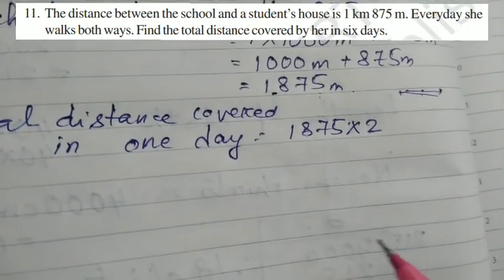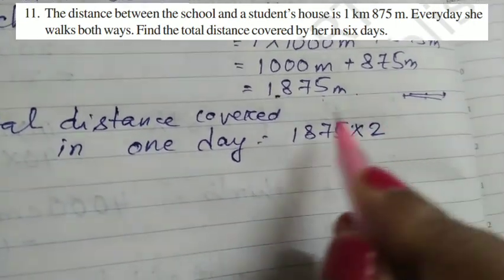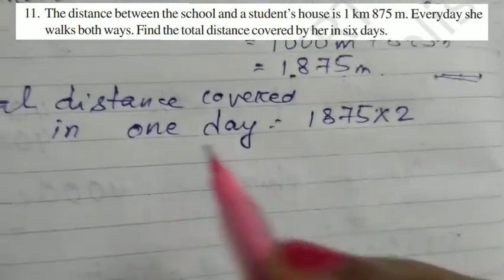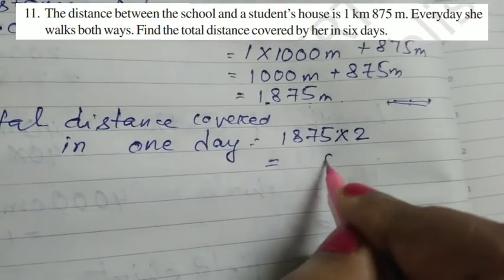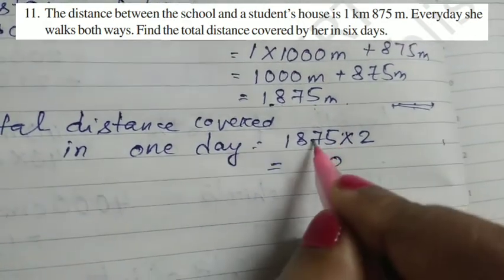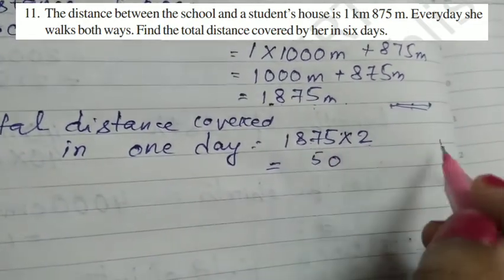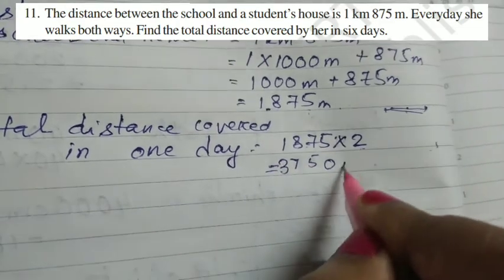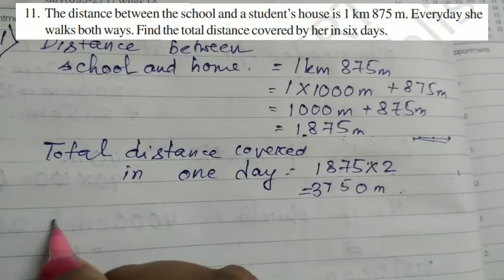Fine. Now she travels this distance for 6 days. So I can obviously multiply here. 5 2s are 10, carry 1. 7 2s are 14 and 1 is 15, carry 1. 8 2s are 16 plus 1 is 17, carry 1. 3750 meters.